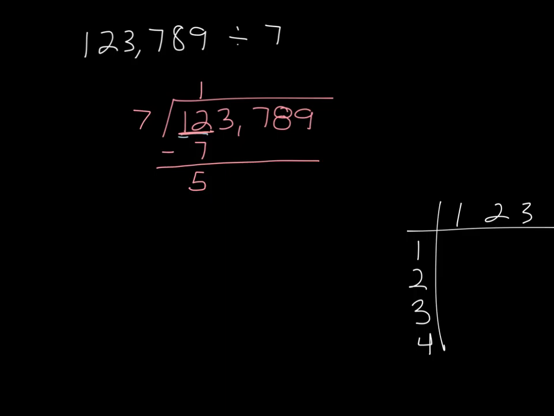Our next step is to drop. We're going to do our arrow, drop our 3. Again, we're looking in this row for our 7, we're staying in our 7s row. We're looking for our number on the inside of our multiplication chart that is closest to 53 without going over. So our closest number would be 49. So we're writing 49 here.